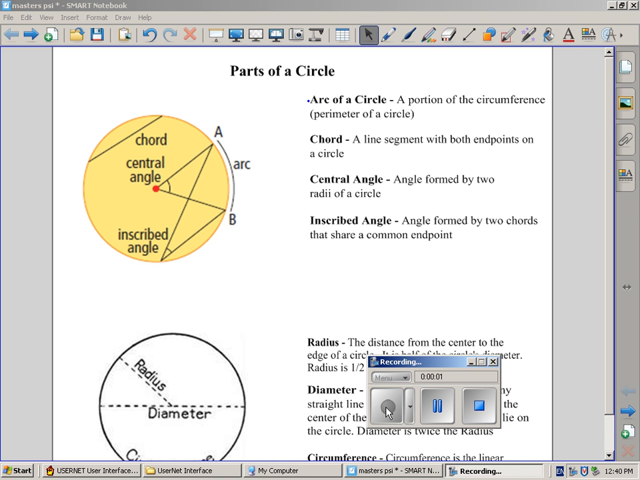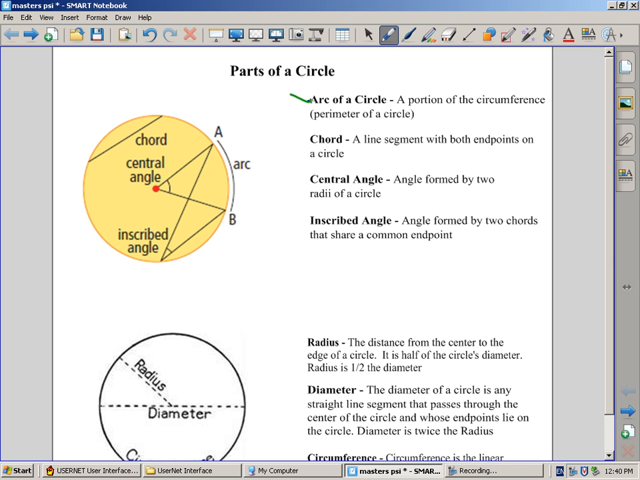Alright everybody, in this lesson we're going to take a look at a few definitions that are important to have success in this unit. So we're looking at the parts of a circle. So let's take a look at the arc of a circle first. The arc of a circle, as we can see right here, is a portion of the circumference.